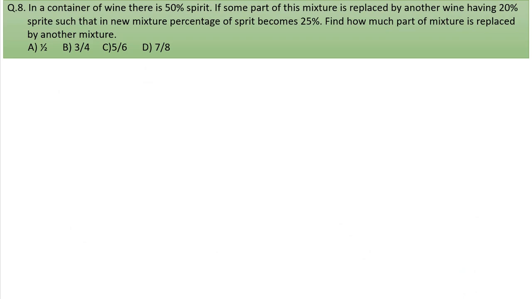In the next question we have, in the container of wine there is 50% spirit. If some part of the mixture is replaced by another wine, 20% spirit, such that the new mixture percentage of spirit becomes 25%. Here we have a mixture that is 50% spirit.